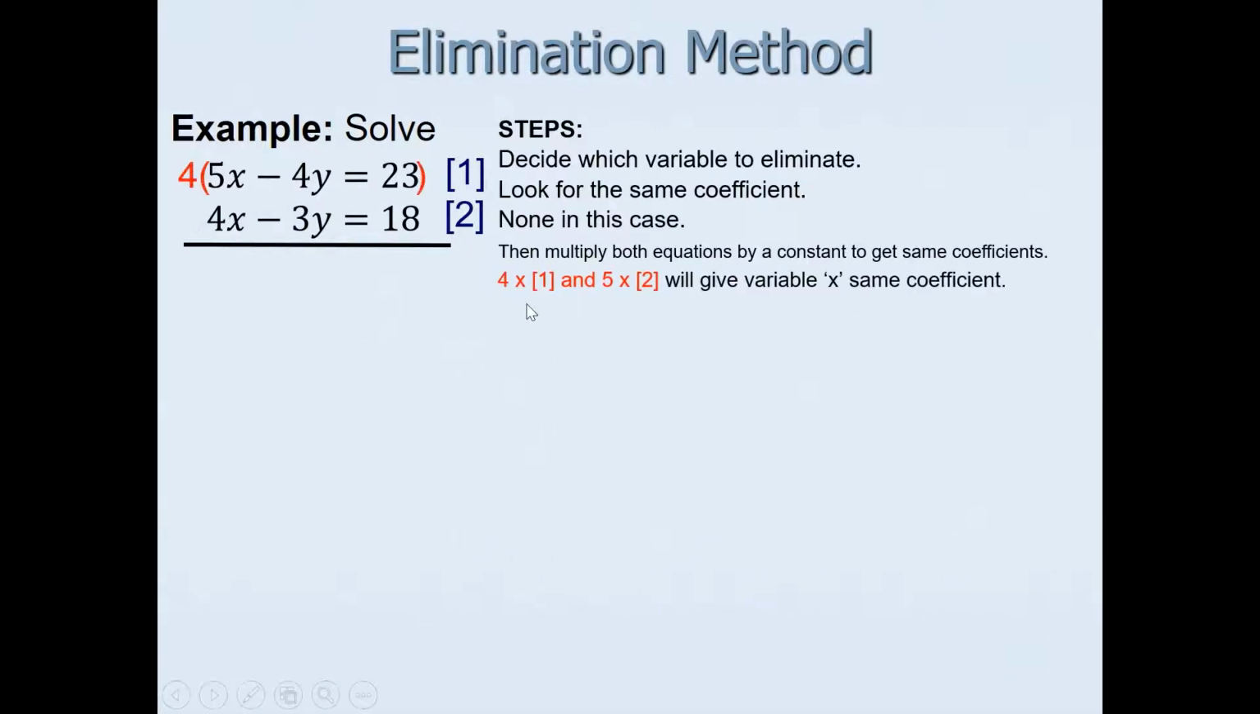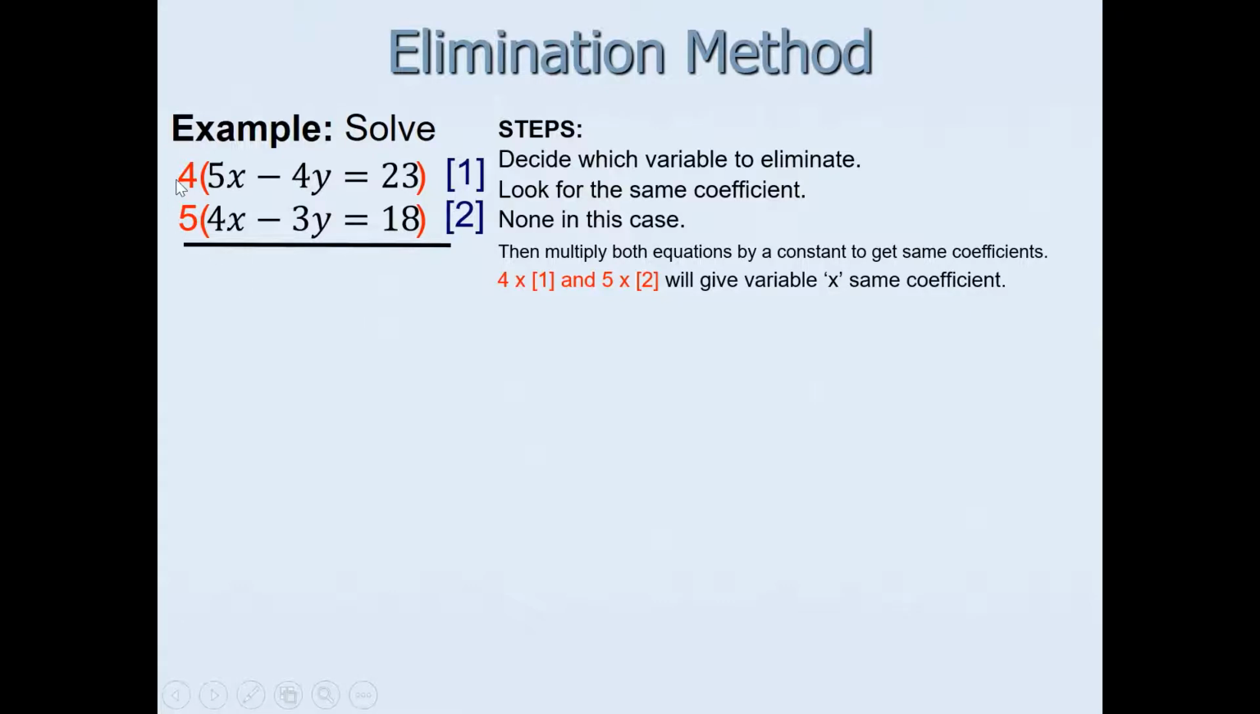So if I go 4 times the first equation and 5 times the second equation, I will be able to get the same coefficient for variable x. So when you're multiplying by a constant, make sure you multiply the whole equation by the same constant. So 4 is multiplied by 5x minus 4y as well as 23. Likewise, 5 is multiplied by the whole equation number 2.